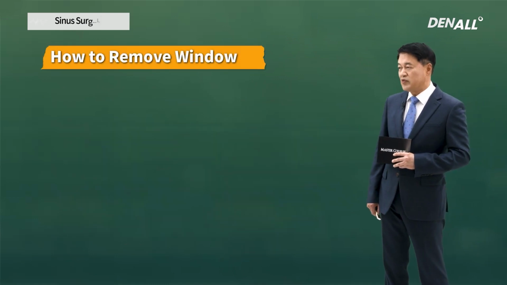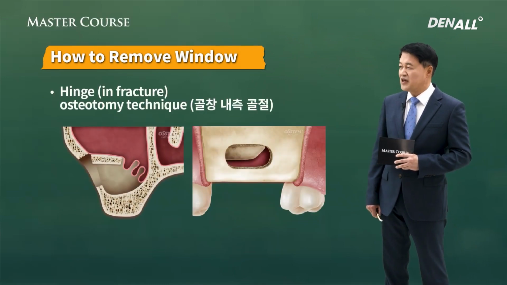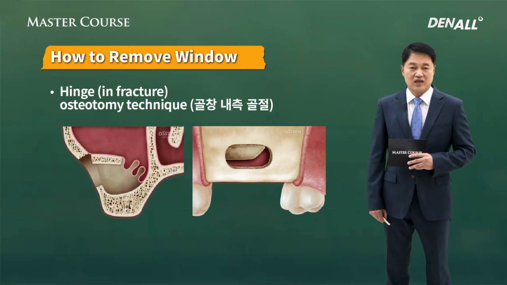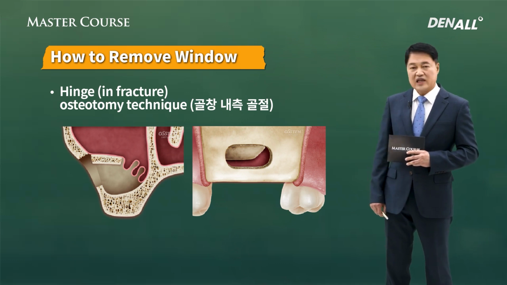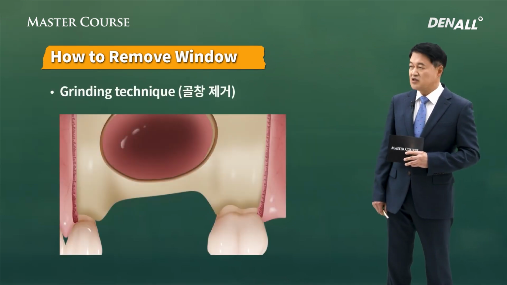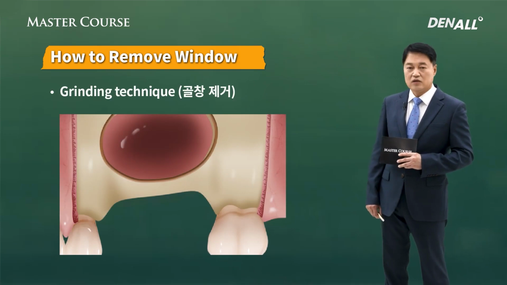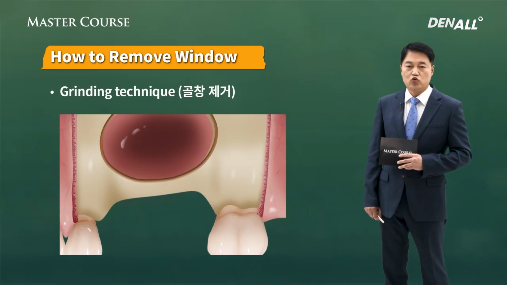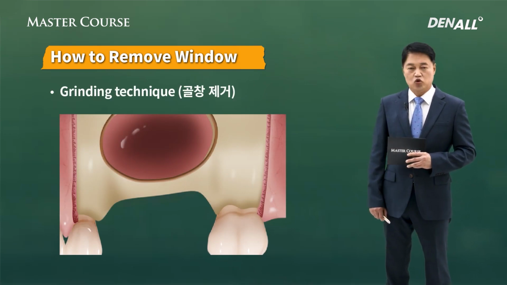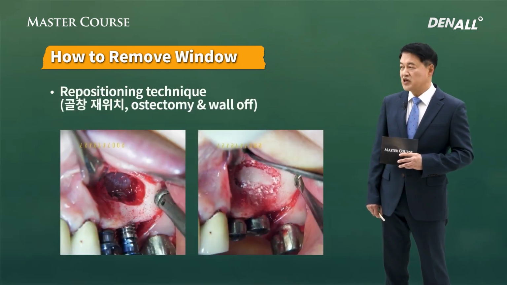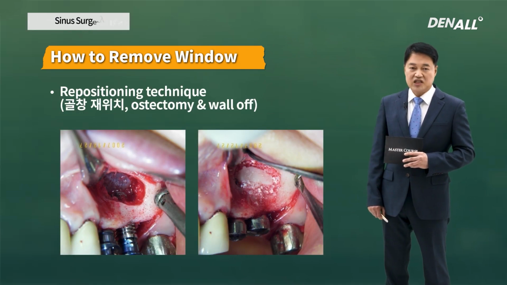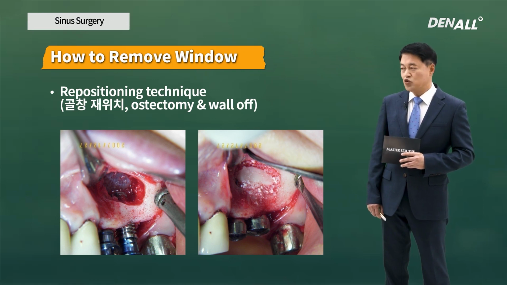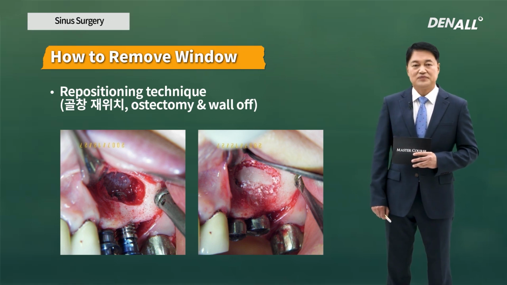Removing the window. First, in the past, you would fracture and put it in, and you'd use the hinge osteotomy technique, but we don't use it these days. Or people would use a grinding technique. It takes a long time and it's difficult to fill it. So normally we don't use it. The frequently used technique is the repositioning technique.